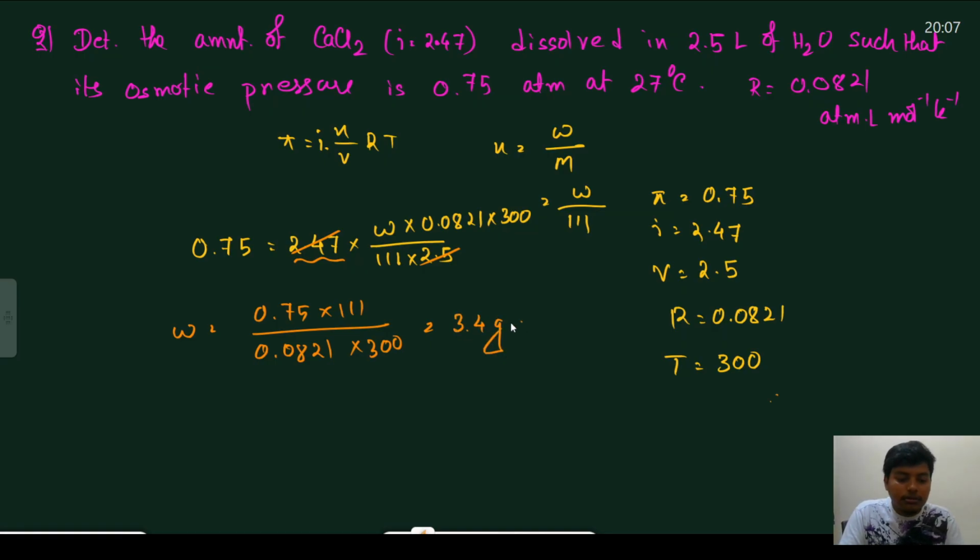Understood how to do? Or else you can directly find out the n value and finally you can multiply with 111.